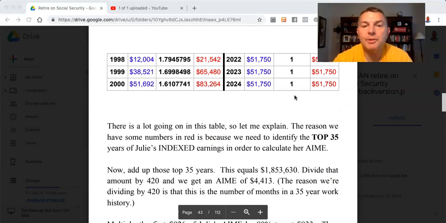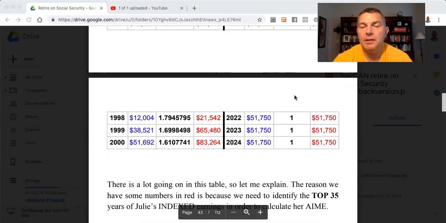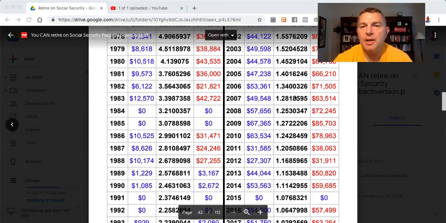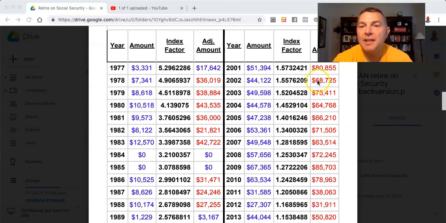The reason we have some numbers in red is because we need to identify the top 35 years of Julie's indexed earnings in order to calculate her average indexed monthly earnings. Now add up those top 35 years, which are all the ones in red, and again, I apologize for changing the color coordination. $80,000, $68,000, so we're adding up the indexed earnings.